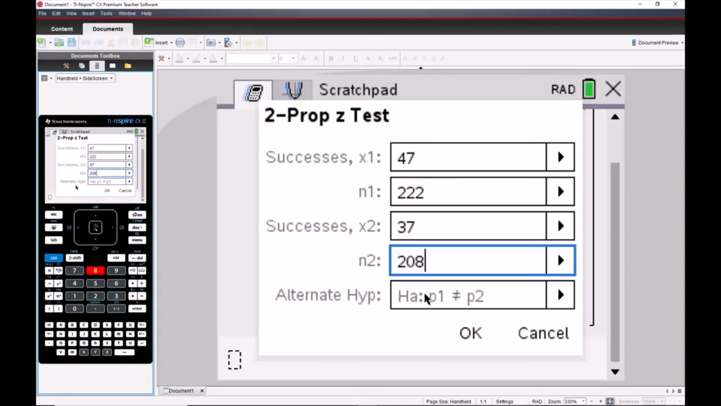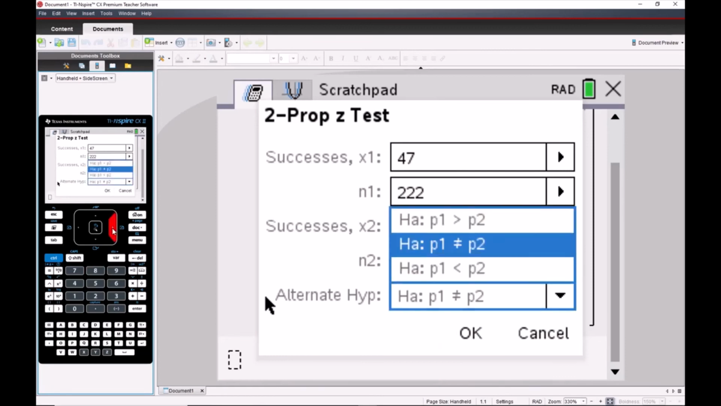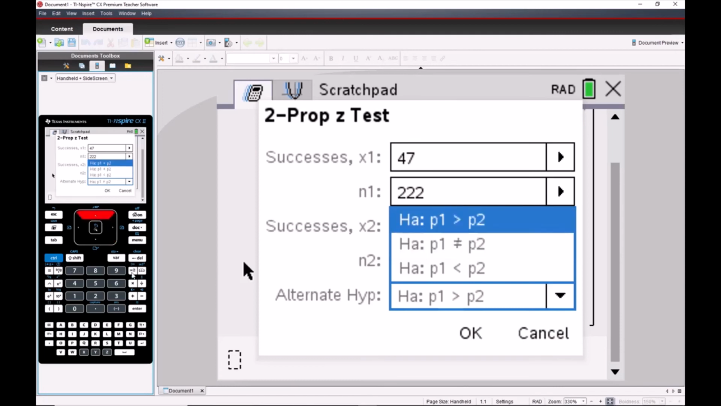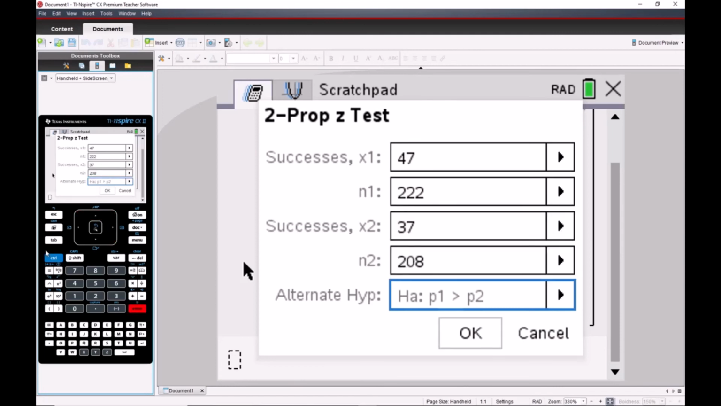And remember, you've got to get your alternative hypothesis correct. So arrow into it, go to the right. Don't pick less than, because if you do, you're going to get the complement of your p-value. Don't do not equal to, that's going to give you messed up results too. We want greater than: P1 is greater than P2. Tab down to OK, hit enter.